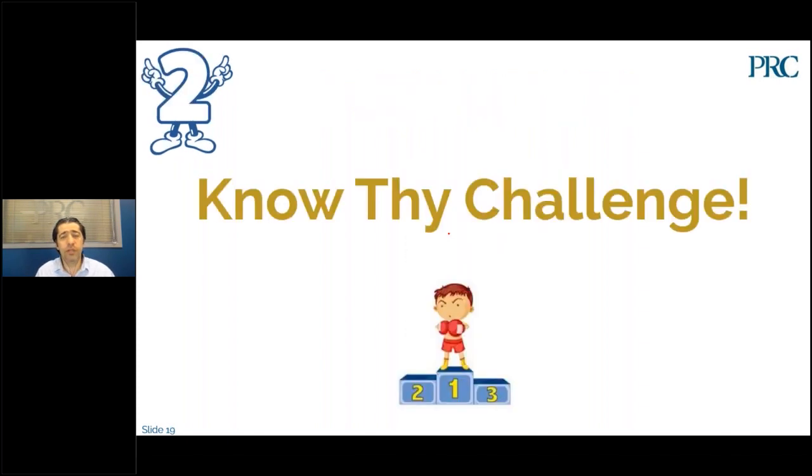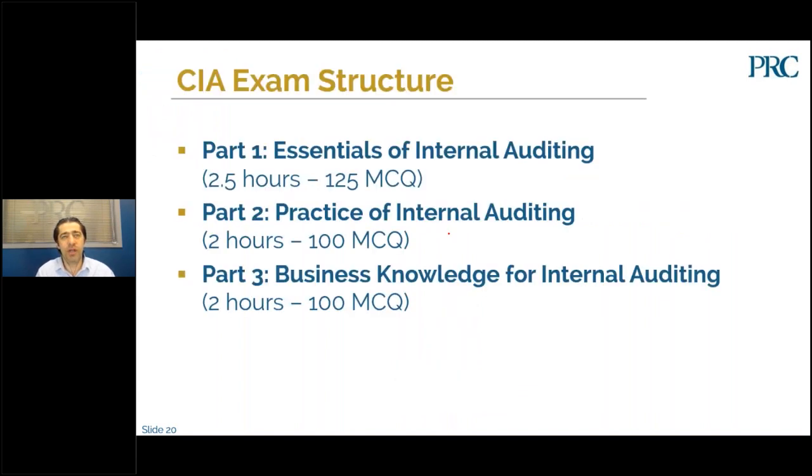Now, pillar number 2, know thy challenge. You have to know the challenge. Of course, usually it's know thy enemy, but in this case, the CIA is not your enemy, it's the challenge. And to know the challenge, of course, we did speak briefly about it, but let's recap. 3 parts: essentials of internal auditing, practice of internal auditing, business knowledge for internal auditing, 125 questions, 100 questions, 100 questions. And this is what you will need to know.